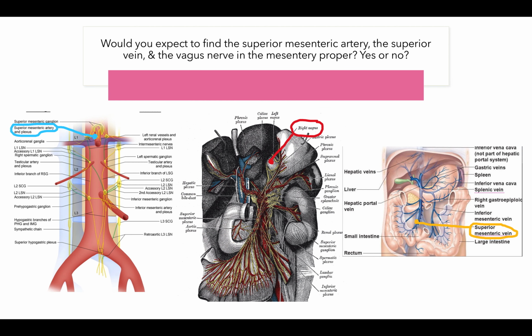So in this slide, the question is, would you expect to find the superior mesenteric artery, the superior mesenteric vein, and the vagus nerve in the mesentery proper? And the answer is yes. So the colon receives blood from the superior mesenteric artery, which is right here. And that blood returns via the superior mesenteric vein back to the heart, which is right here. And parasympathetic innervation of most of the GI tract from the stomach to the colon is originally from the vagus nerve, which we can see right here.